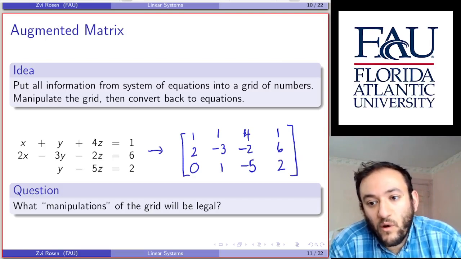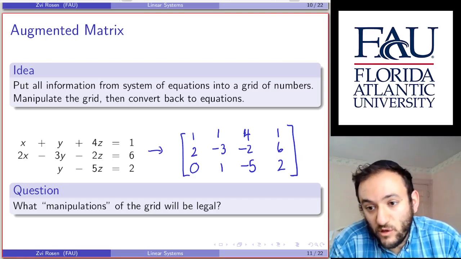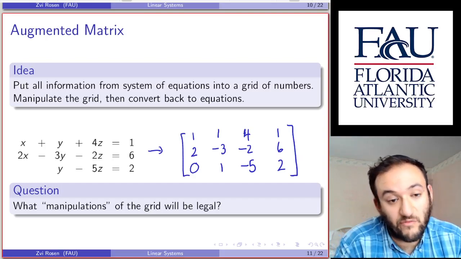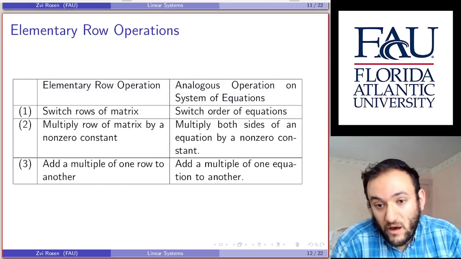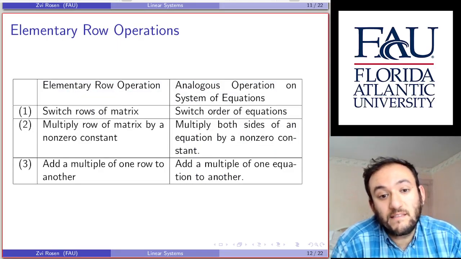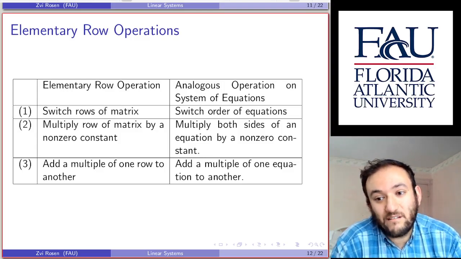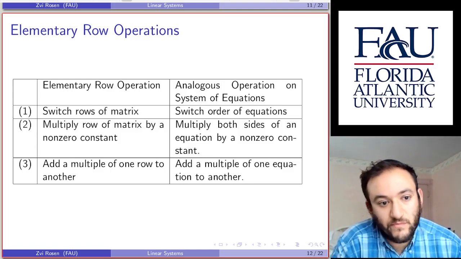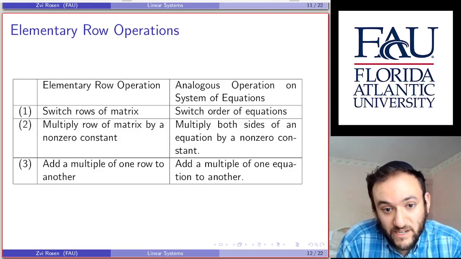And now we want to know what manipulations of this grid of numbers, this matrix, will be legal so that it will actually help us solve the system of equations. And those are the elementary row operations. The reason these work is because they correspond to things that don't change the set of solutions for our system of equations. Okay, so the first elementary row operation is to switch rows of a matrix.